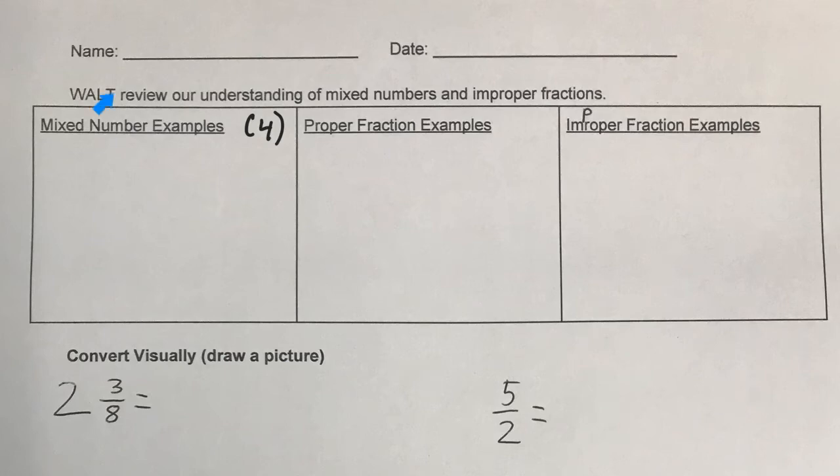Okay, so tonight we're reviewing our understanding of mixed numbers and improper fractions, and we're going to start with some examples of these things. So a mixed number, to remind you, is a whole number plus a proper fraction. So 3 3/4 is one example of a mixed number. And just do at least 4 of those examples on this homework.